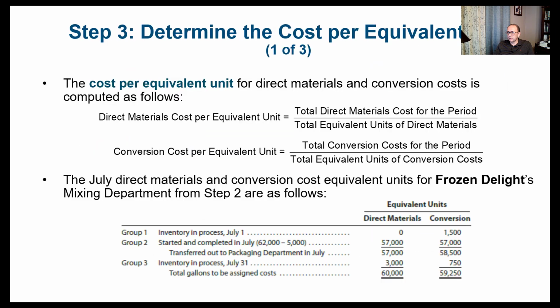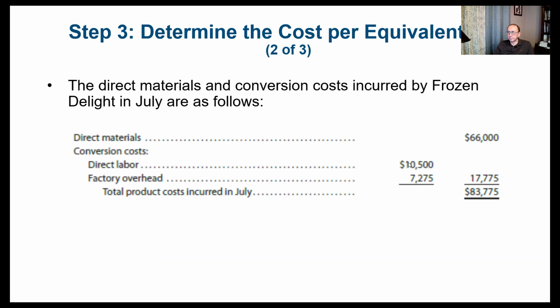So again, these are the total units for direct material to be used, and these are the total equivalent units for conversion. So the 60,000 would be plugged in here, and the 59,250 is going to be plugged in here. Okay? So let's start with the material. The direct material and conversion costs incurred by Frozen Delight in July are as follows. For direct material, we had $66,000. The conversion, we had $10,500.